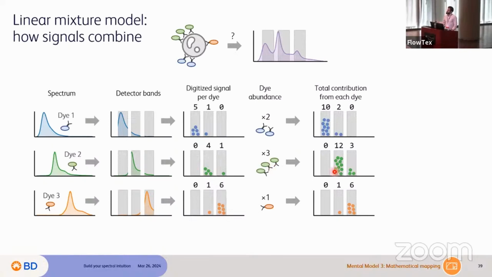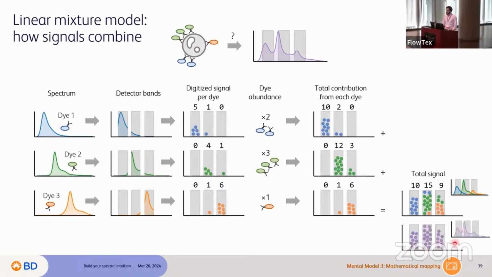And then the total signal that I measure is just going to be the sum of the total amount of each individual dye, right? Of course, again, the cytometer doesn't know what color a photon was necessarily when it comes into a single detector. So it just knows that it saw some total number of photons in each of these detection bands. And we can represent that like this.